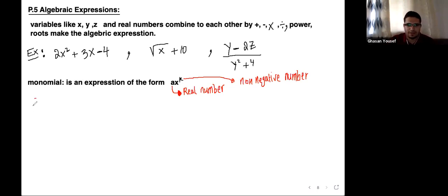Examples for monomial: something like 2 times x to the power 4, or 7 x to the power 15.